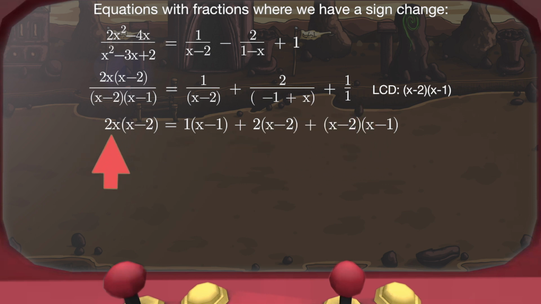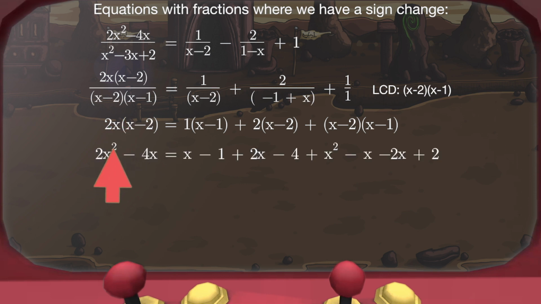Now it's simply multiplication. So 2x times x is 2x squared. 2x times minus 2 is minus 4x, because this is the distributive law. 1 times x is x. 1 times minus 1 is minus 1. And positive 2 times x is positive 2x. A positive 2 times minus 2 is a minus 4. And then this is a product of two binomials. So we simply go x times x is x squared. x times minus 1 is minus x, and minus 2 times x is minus 2x, and minus 2 times minus 1 is a positive 2.